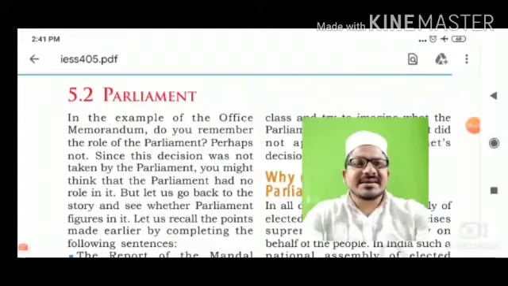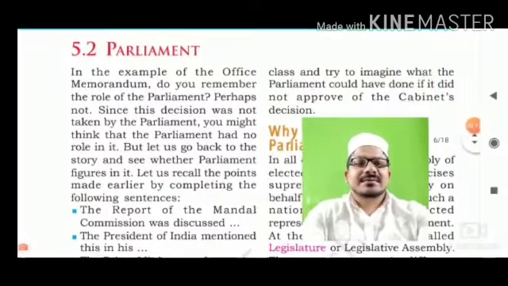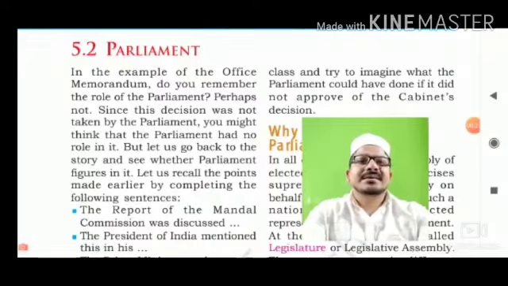My dear students, today we are going to discuss each and every political institution in detail. Firstly, we take the case of Parliament. Actually, we have already studied the role of Parliament as a political institution in the decision making of the government.